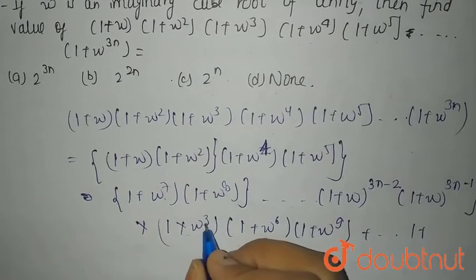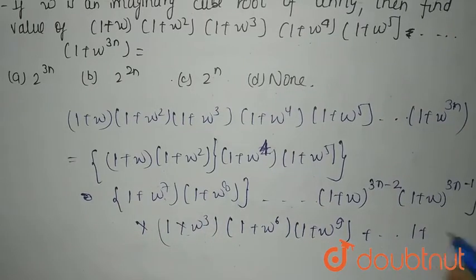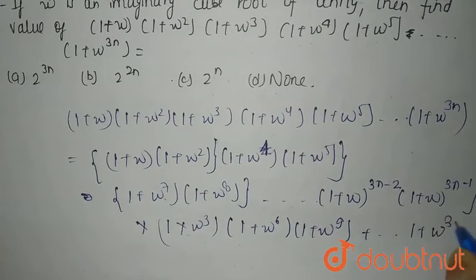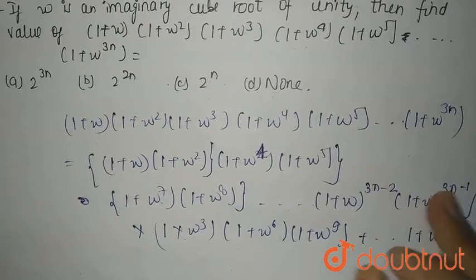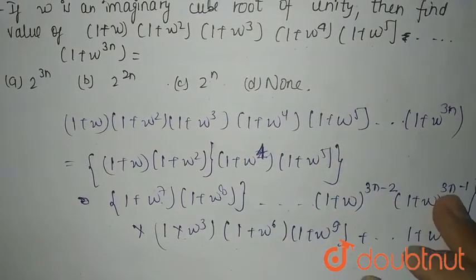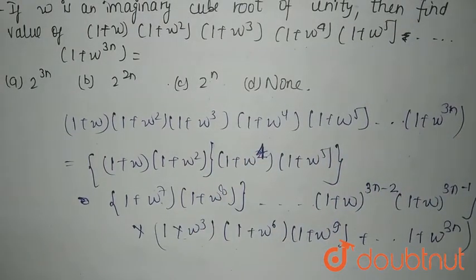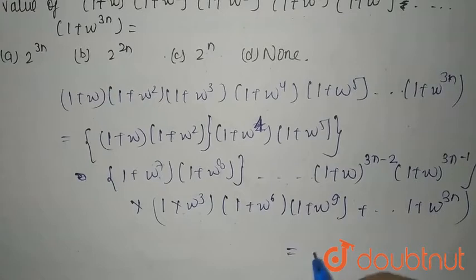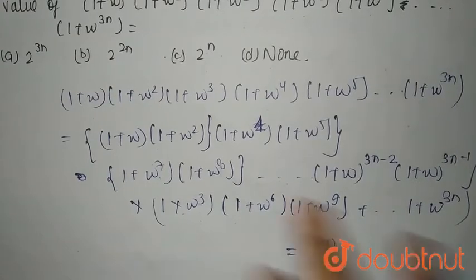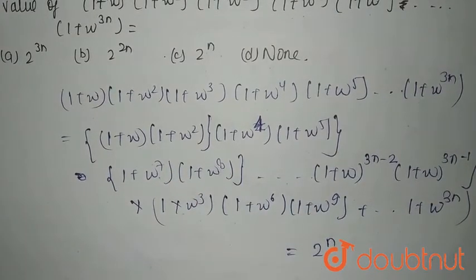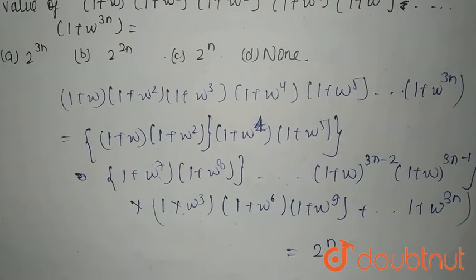So, you can see that the power is a multiple of 3, that is 3 into 2 and 3 into 2. That is why you can write this (1 + omega^(3n)). And here it is a multiple of 3 minus 1. So that is why you have manipulated it such that it comes out like this, which is equal to 2 to the power n, because the sum is nothing but 2 to the power n. So you have written 2 to the power n.